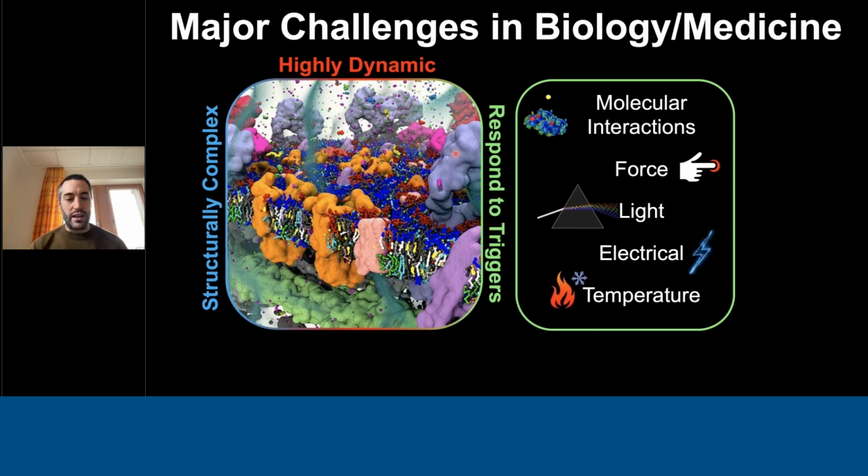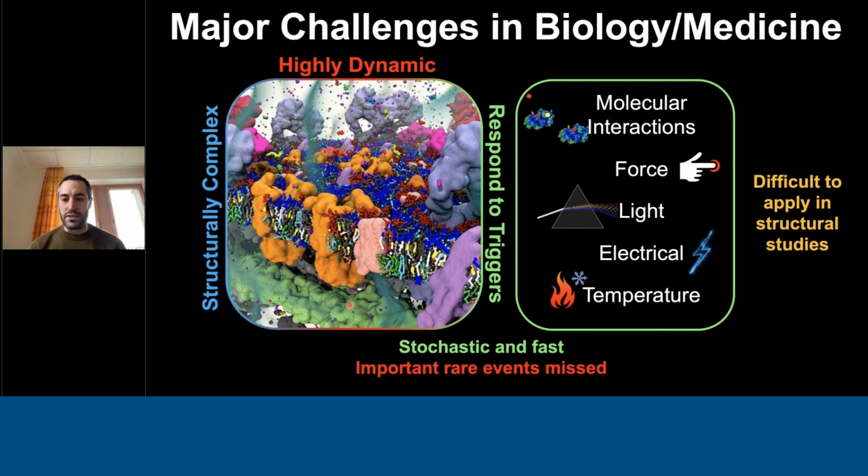And added to that, they respond to different triggers. So whether that be interactions between partners or small molecules or drugs, or applied force or specific wavelengths of light, or membrane potentials or temperatures, they can respond structurally and act like a nanomachine with a specific function.